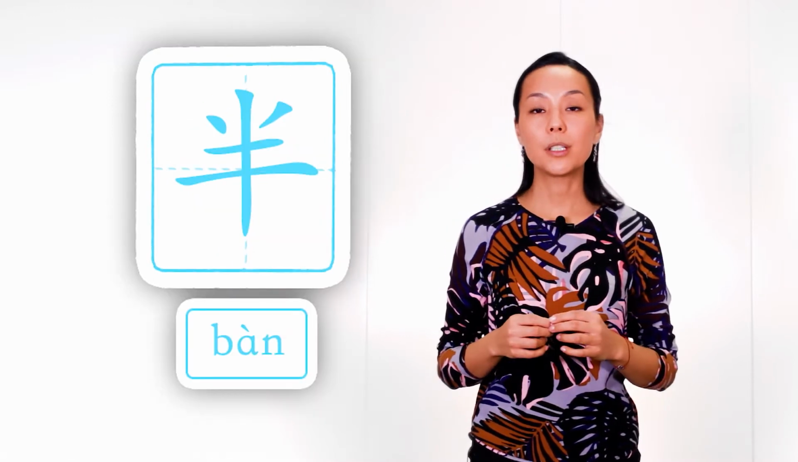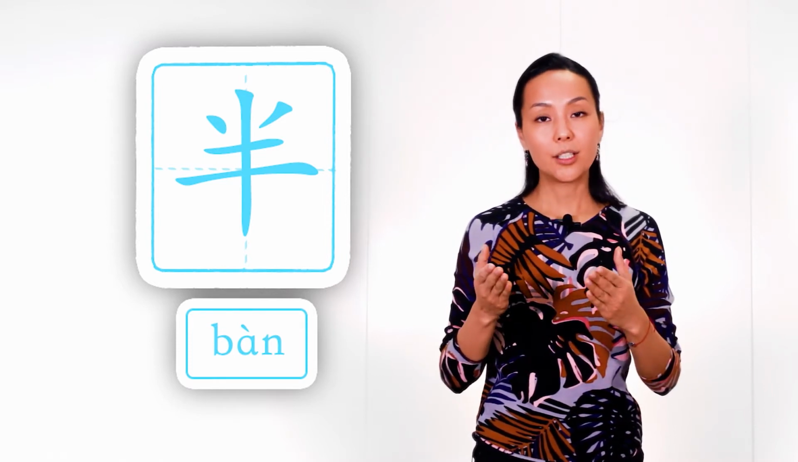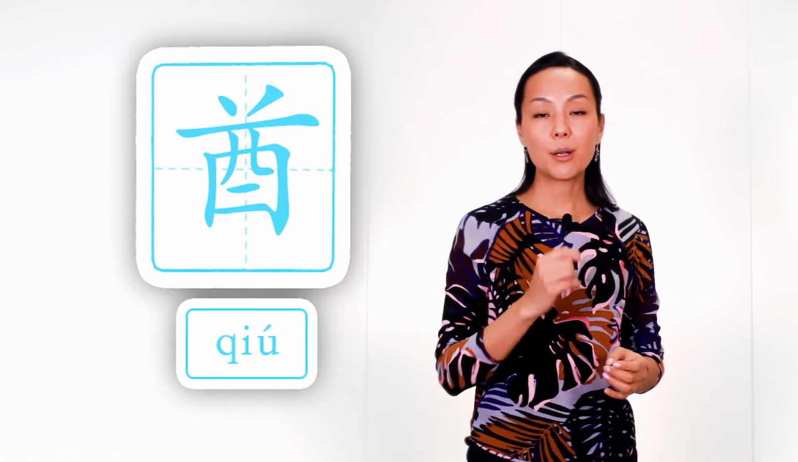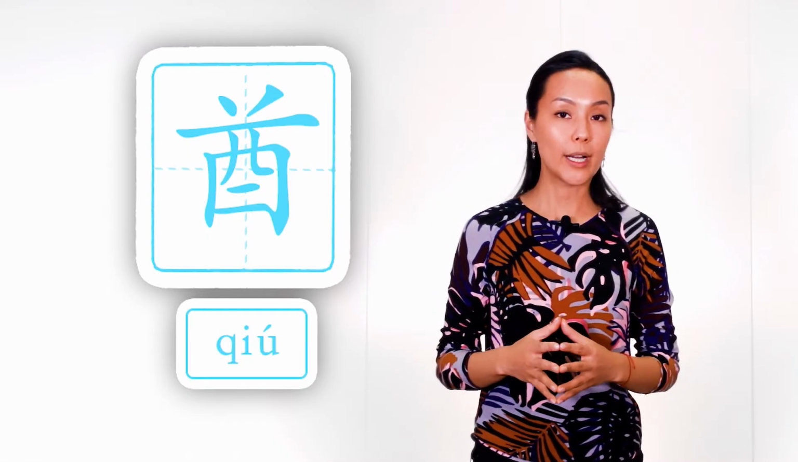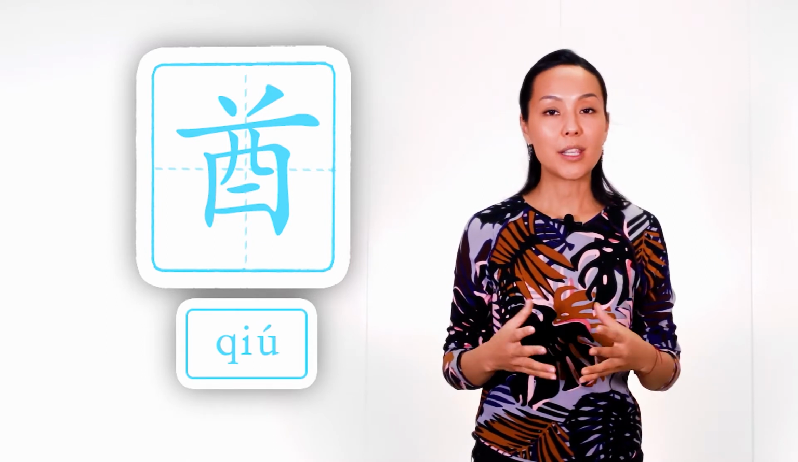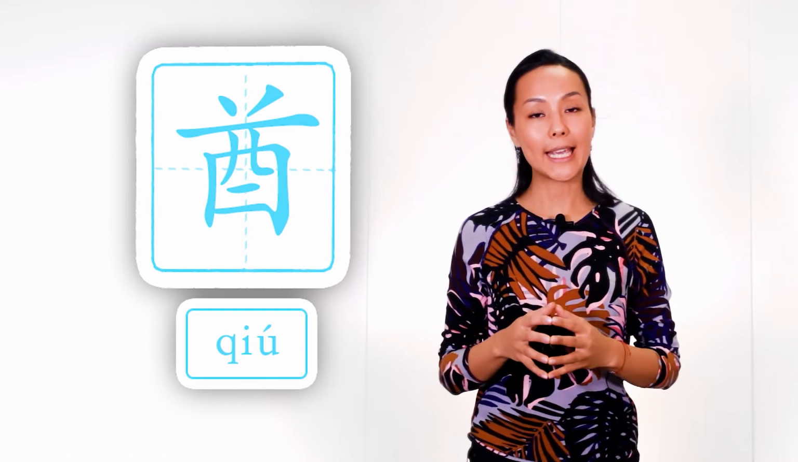The second example is the word half, ban. And again, here 8 means to divide into 2 halves. The third example is the word aged wine, 酒, and in this case, I suppose the Chinese mean that to prepare wine you need to keep the juice for at least 8 months.